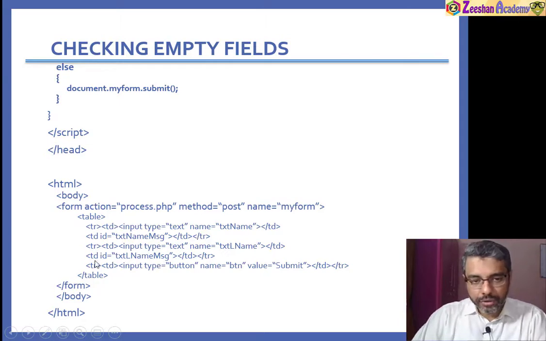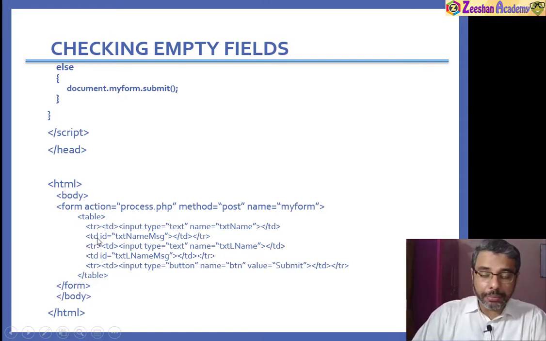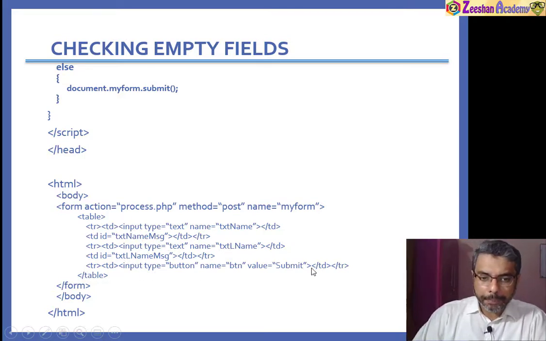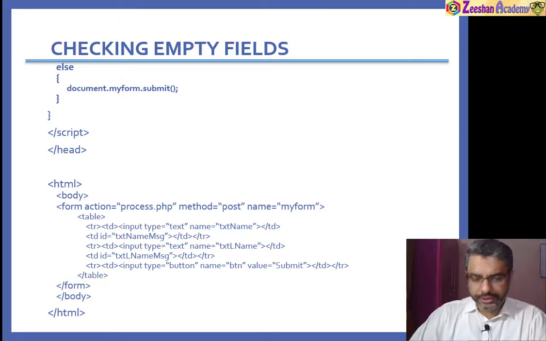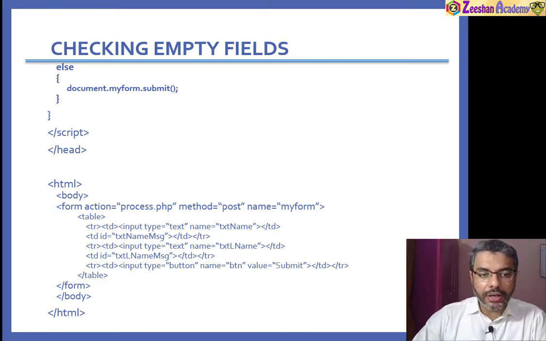Okay. Now these are inner HTMLs that will be used for printing the error message in case the text fields are not filled. In this case, I've used the table data. You can use a paragraph or whatever you want. Then input type button, submit and submit. Okay. So once this data is submitted, basically we validate whether this form is correctly filled or not.